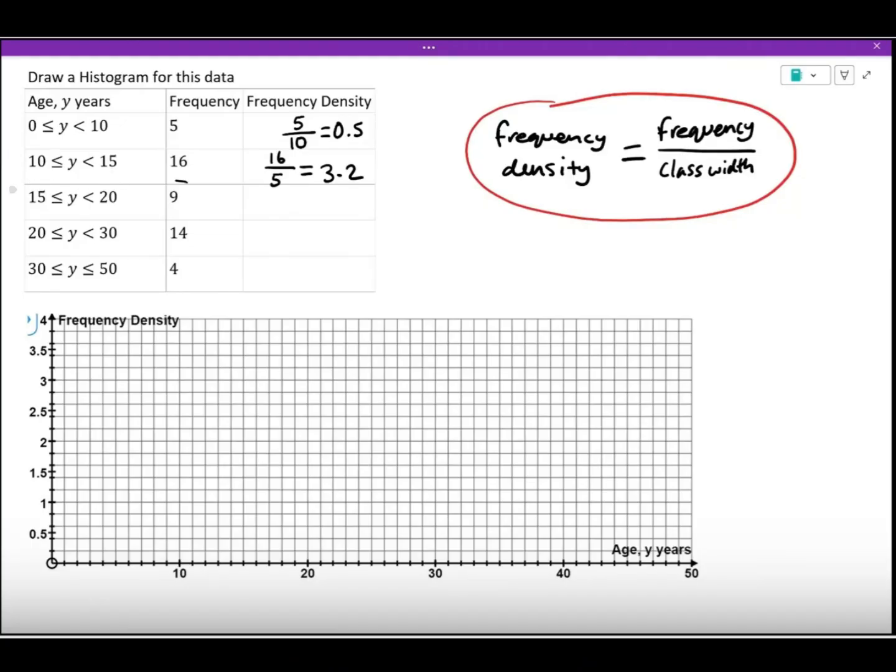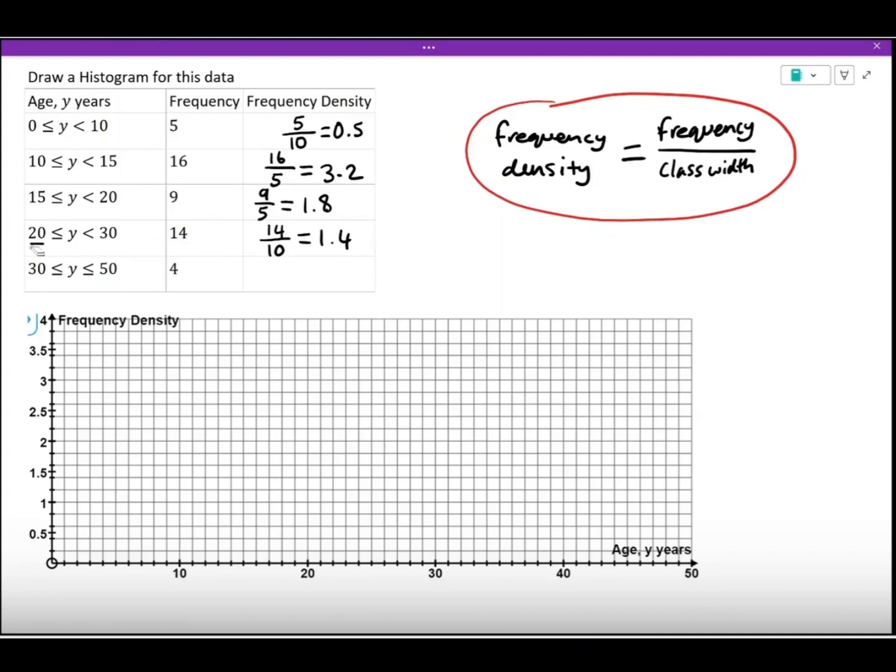Then our next class has a frequency of 9, so we do 9 divided by the difference between 15 and 20, which is 5. That gives us 1.8. For our next class, we have 14, so we do 14 divided by the difference between 20 and 30, which is 10, and that equals 1.4.